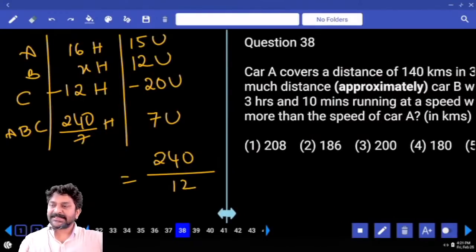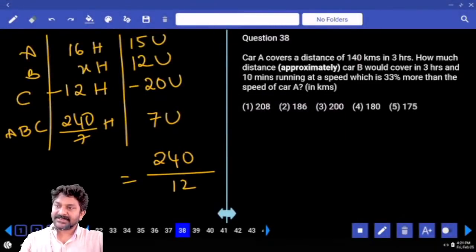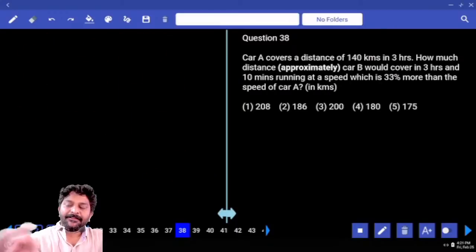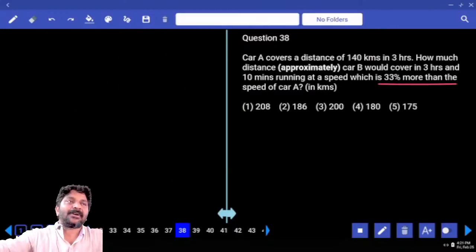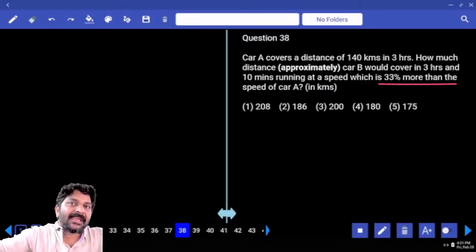A car covers a distance of 140 kilometers in 3 hours. So how much distance would car B cover in 3 hours and 10 minutes, running at a speed which is 33% more than the speed of car A? Now if car B's speed is 33% more than car A's speed, the distance covered by car B in the given time is also 33% more than the distance covered by car A.